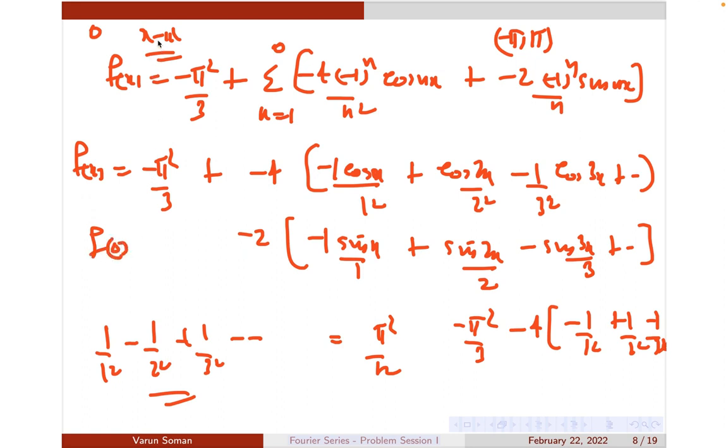What is f of 0? f of x is x minus x square, so at 0 it is 0 minus 0 square, which is 0. So the value at 0 is this.